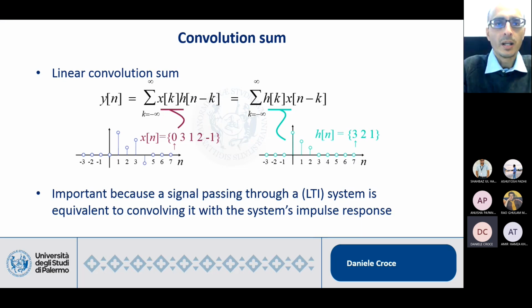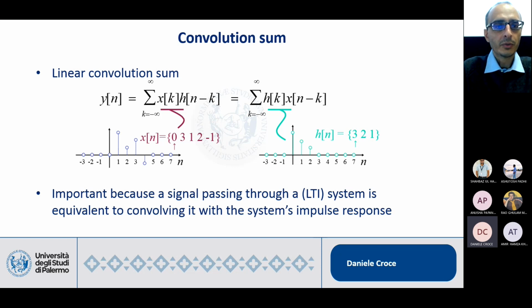Okay, so what I want to talk about now is the linear convolution sum, but using discrete sequences. You are probably used to the convolution in continuous functions, right? With the integral. What you see here is the definition of the linear convolution, but on discrete sequences.